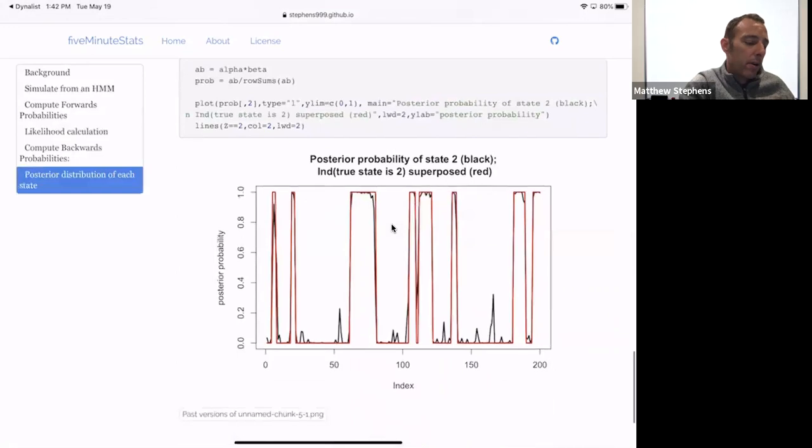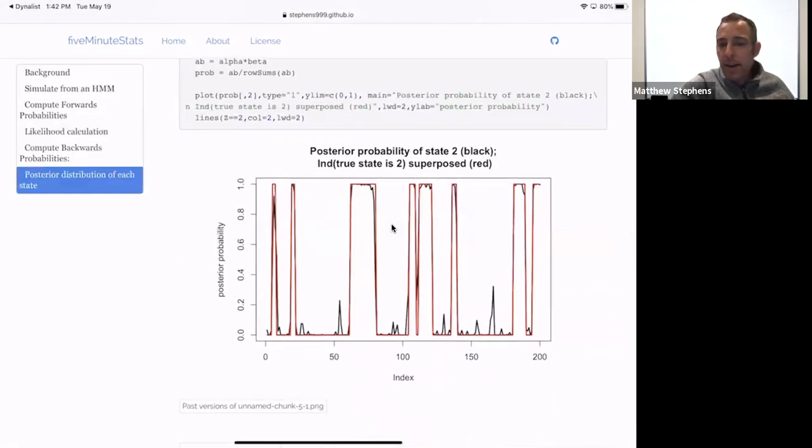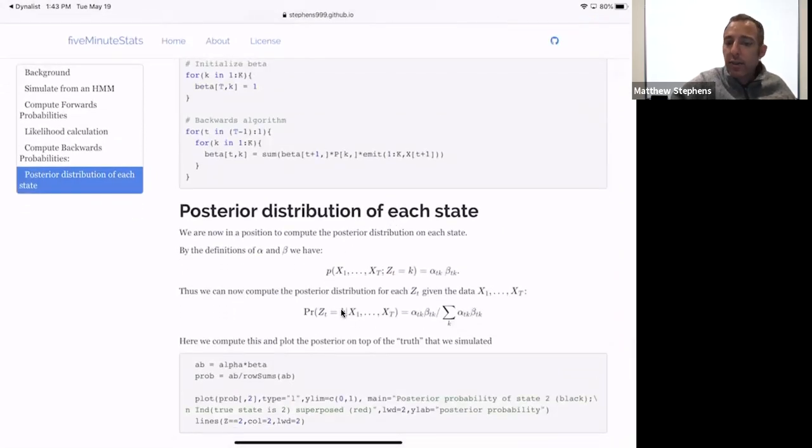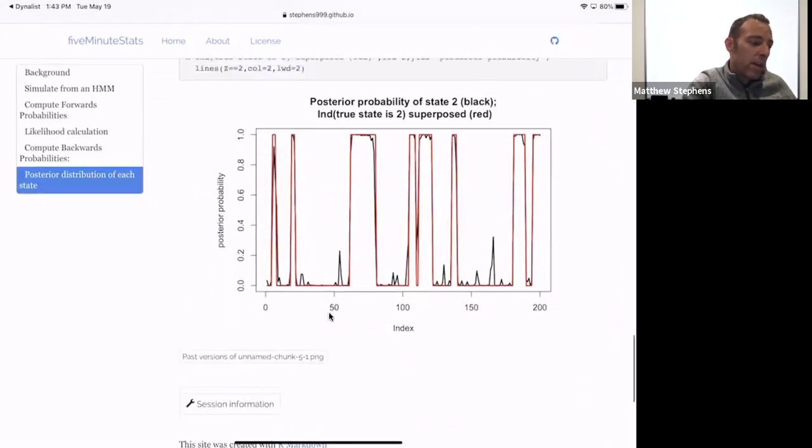So let's see how you do. The red here is the ground truth for whether you were in state 1 or 2. I think the indicator, this is actually the indicator for whether you're in state 2, the mean 2. And the black line is the posterior probability, this conditional probability here, of being in state 2. So you can see that the posterior probability, the black, is high usually when the red is high, when you are actually in state 2. And it's usually low when you're not in state 2.